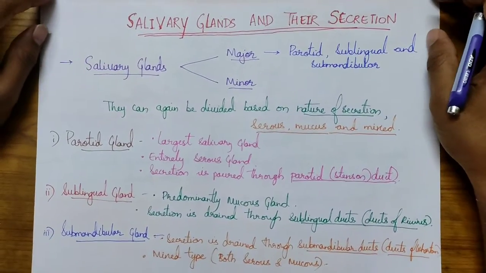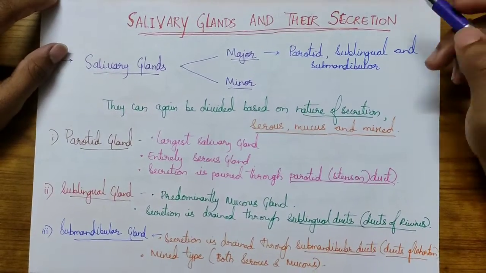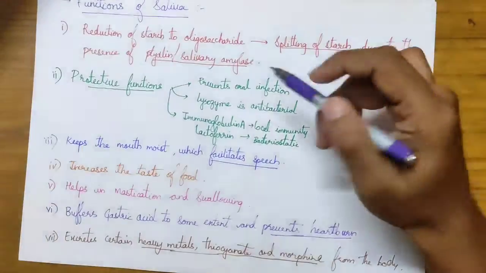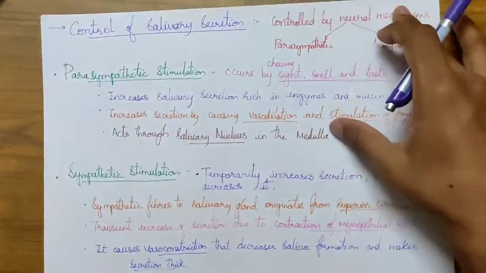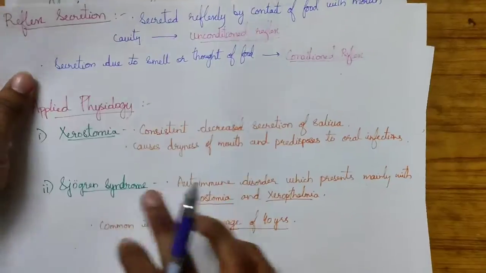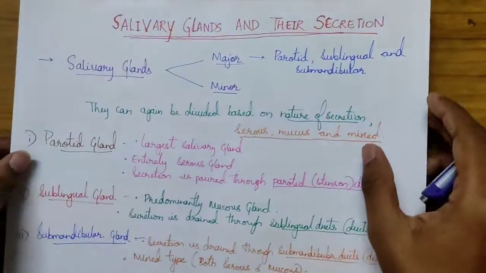So, let's start. Today's topic is salivary glands and their secretion. In this video, we'll talk about the salivary glands, the composition of the saliva, the function of the saliva, the mechanism of the secretion of the saliva, the control of salivary secretion, and some applied physiology. So let's begin this video.